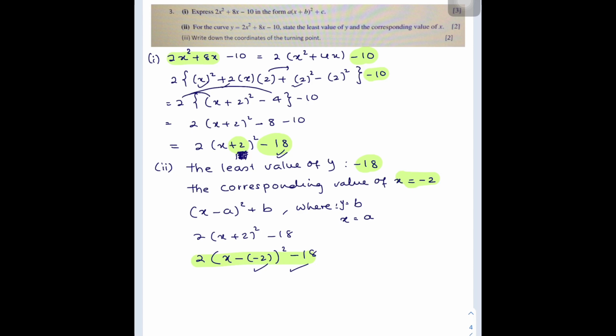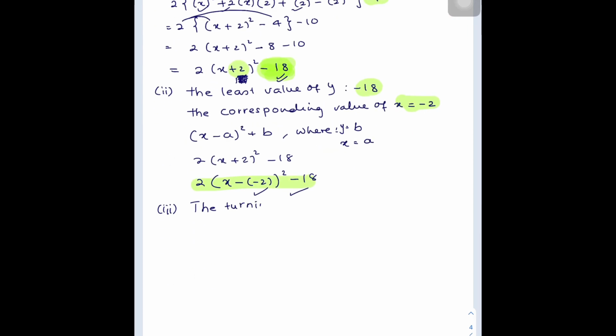So what I remember is, if x here is plus, then minus. Minus is plus. But for the y value, plus is plus, minus is minus. Alright, number 3. Write down the coordinates of the turning point. The turning point is also called a stationary point.